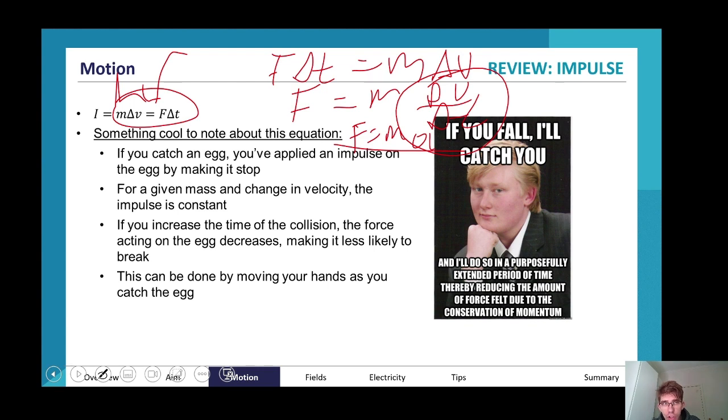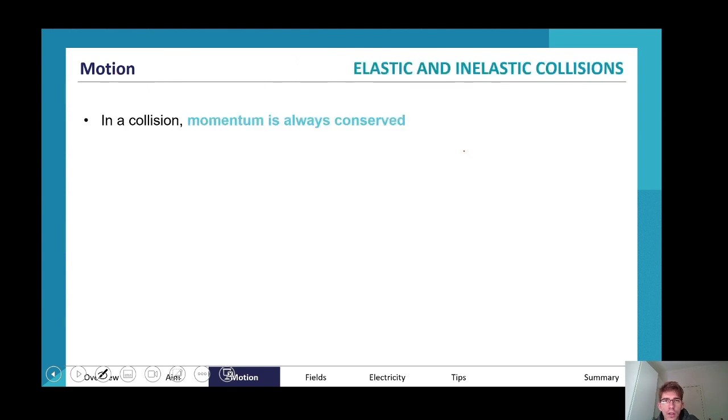For any given mass and change in velocity, the impulse is constant. If you increase the time of the collision, the force acting on the egg decreases, making it less likely to break. And this can be done by moving your hands when you catch the egg.